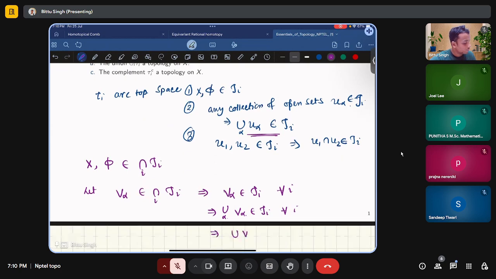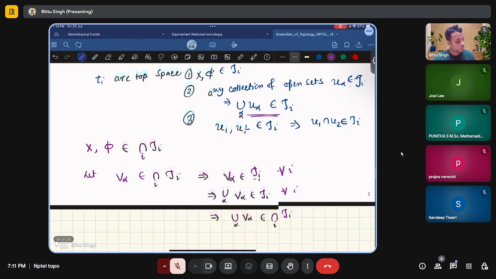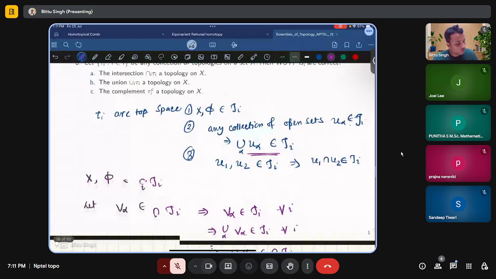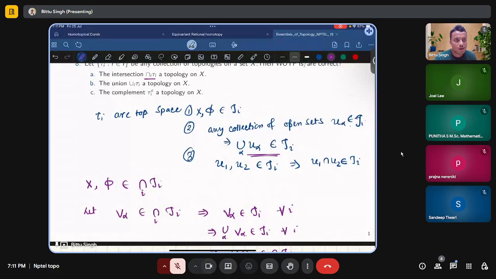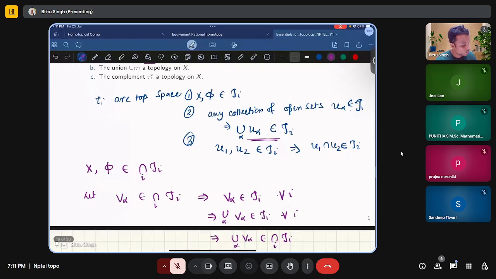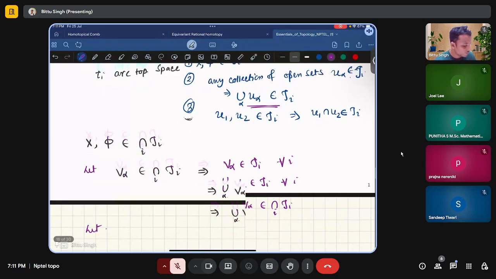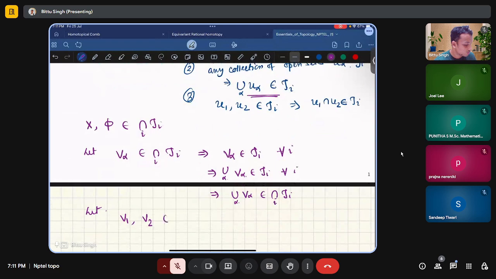Hence, the union of p alpha belongs to this, and this is true for all i, therefore it also belongs to the intersection. So arbitrary union: the intersection of tau i is closed under arbitrary union. Okay. Now the third property: let V1 and V2, those two sets, belong to the intersection of tau i.